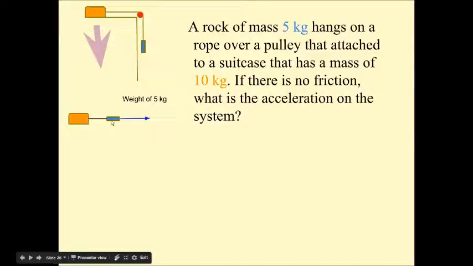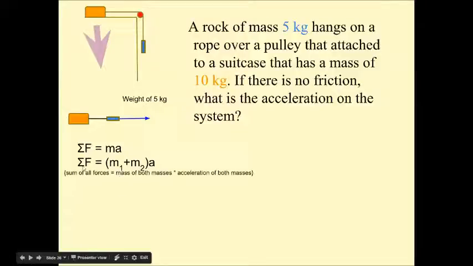So now we have the suitcase and the rock all moving towards the right, and the applied force is going to be the weight of the 5 kilogram mass. So I set up Newton's second law, sigma F equals ma. I substitute in for the mass. I add the two masses together because the whole thing is going to be accelerating at the same rate. So the sum of all the forces is equal to the mass of both masses times the acceleration of both masses. The only force causing the motion is the weight of the 5 kilogram mass.